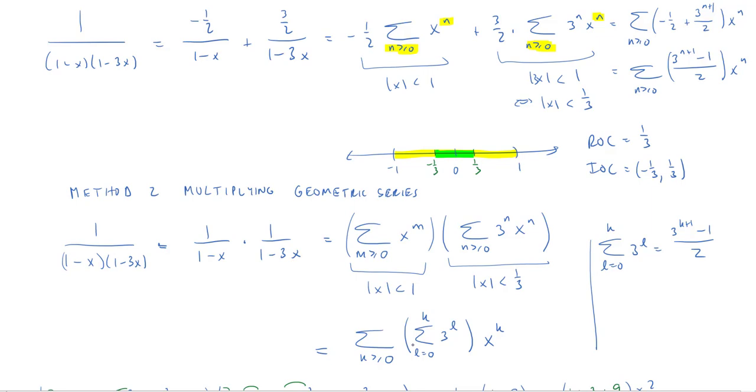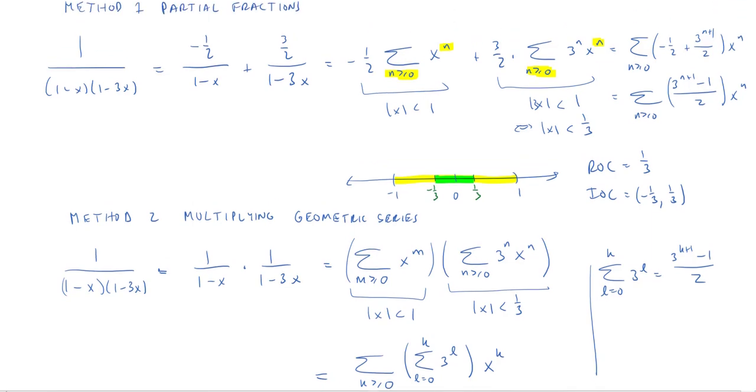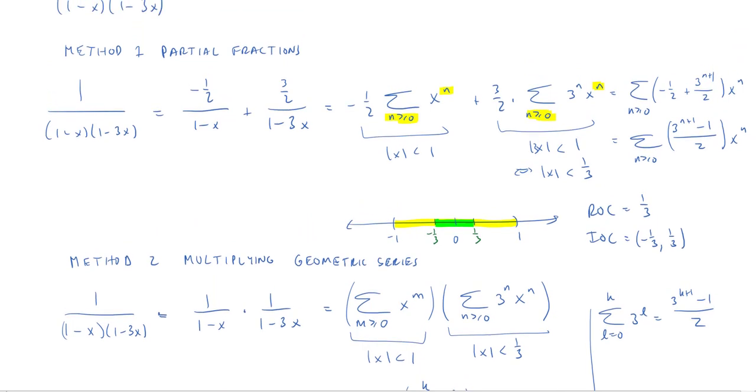Okay, so again, I think you'll see here in general, it can be a little bit of a bear to multiply these series together. Not that we can't do it. We can, and we do in a lot of cases. But partial fractions in this situation is quite elegant, and I like that method.